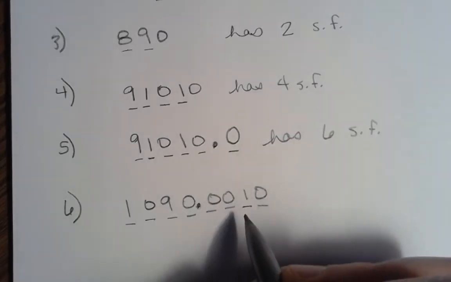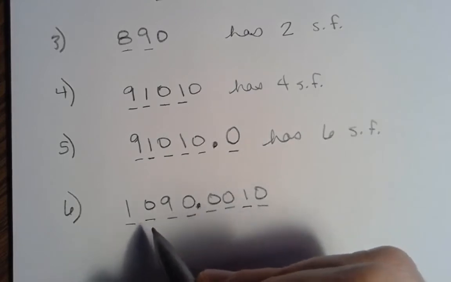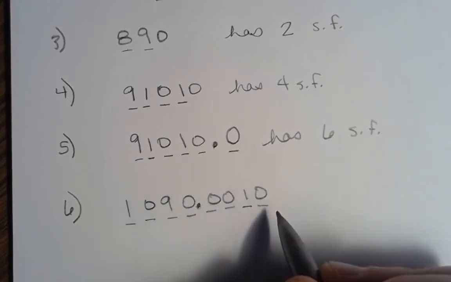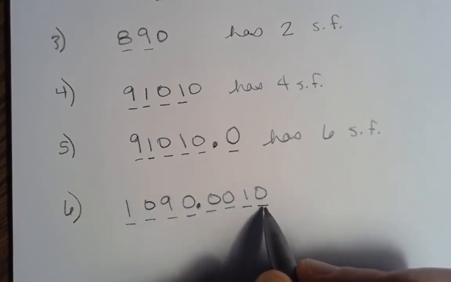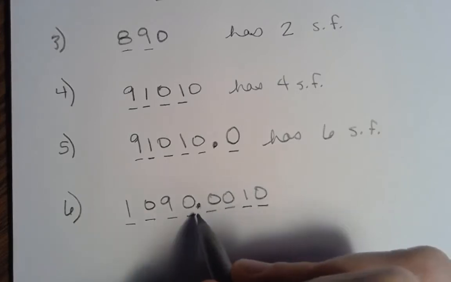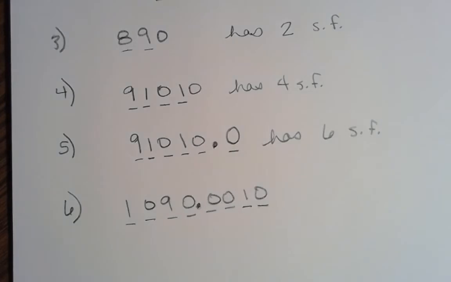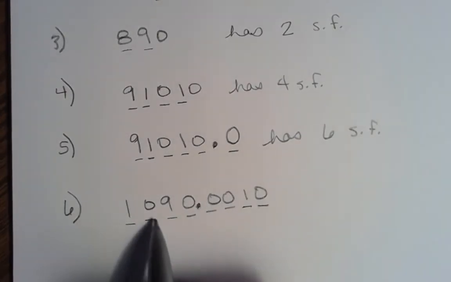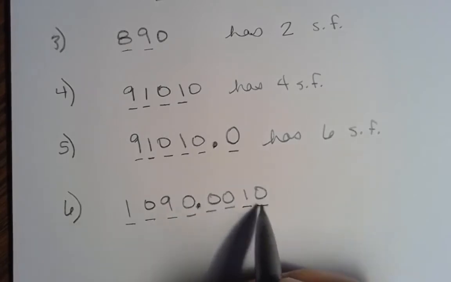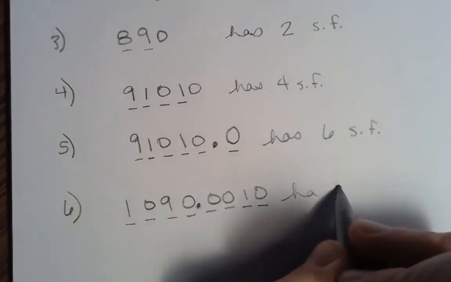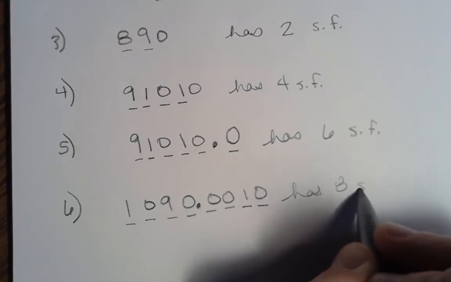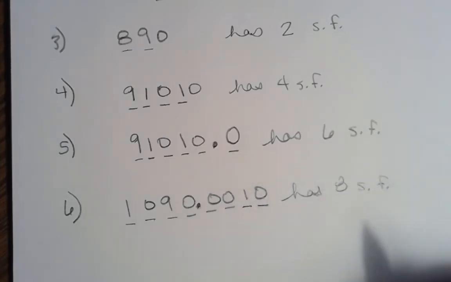I always block in things based on the numbers 1, 2, 3, 4, 5, 6, 7, 8, and 9. Some people block in the last 0 because it is also significant, since it is an end 0 after a decimal, therefore it is significant. Great. This number has 1, 2, 3, 4, 5, 6, 7, 8 significant figures. That's a very precise tool.